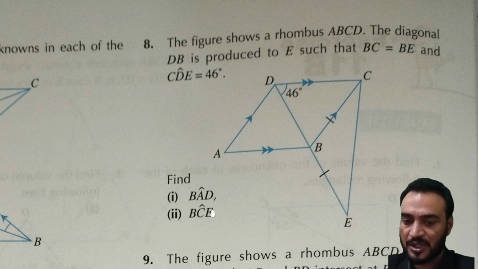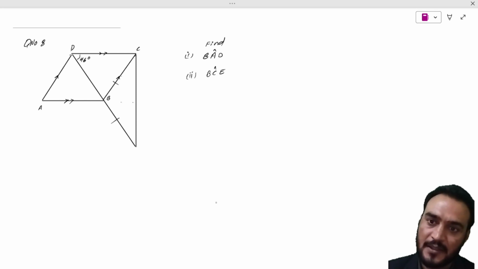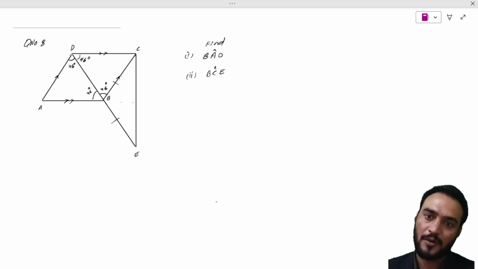So let us solve this question. Here, the angle at point D, that is angle CDE, this is the point E, CDE is 46 degrees. Then this angle is also equal to 46 degrees, and this angle is also equal to 46 degrees, and this angle is also equal to 46 degrees because the diagonal bisects the interior angles. So we need to find the angle BAD. This is the angle which we have to find, BAD.